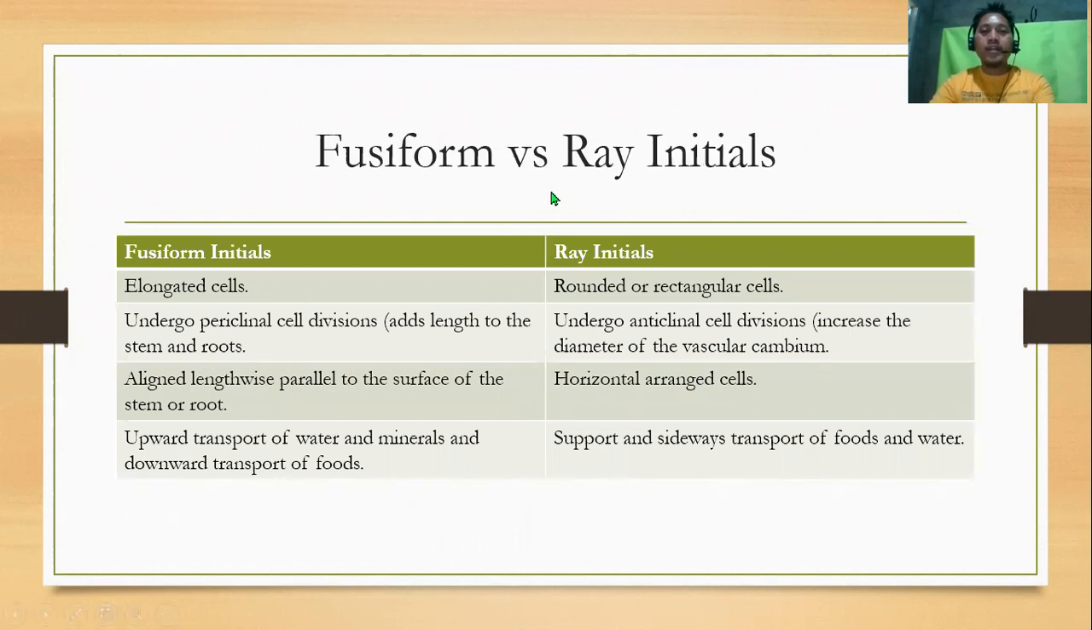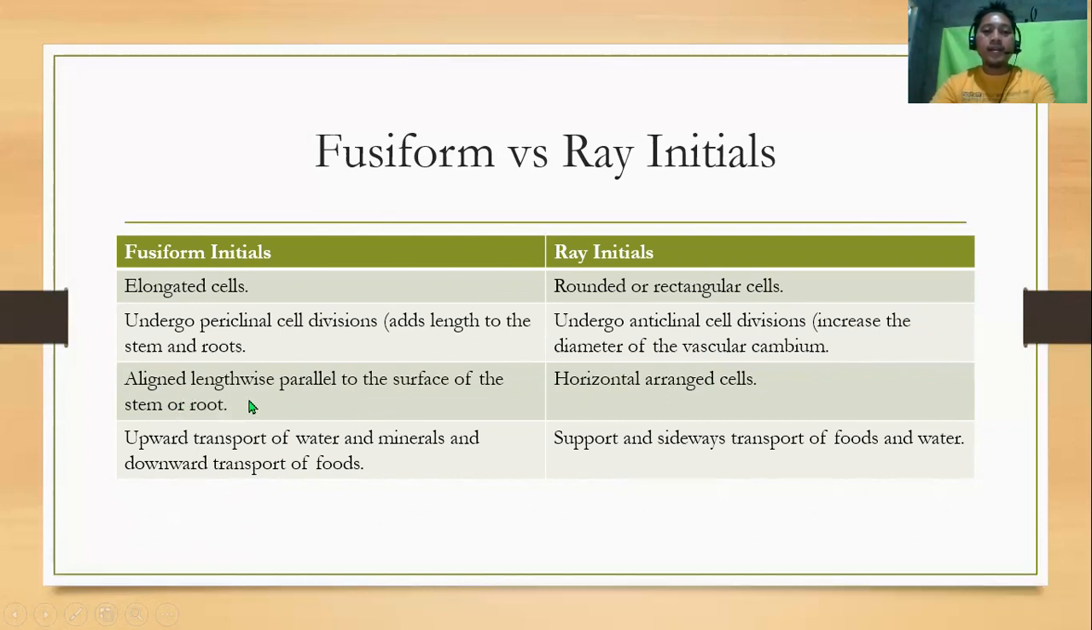Let us compare the fusiform initials versus the ray initials. The fusiform initials are elongated cells, running upward. Ray initials are rounded or rectangular cells. Fusiform initials undergo periclinal cell divisions, or in other words, they add length to the stem and roots, so they grow upward. While ray initials undergo anticlinal cell division, which is horizontal, or perpendicular to the axis of the stem. So the division is sideward, increasing the diameter of the vascular cambium.